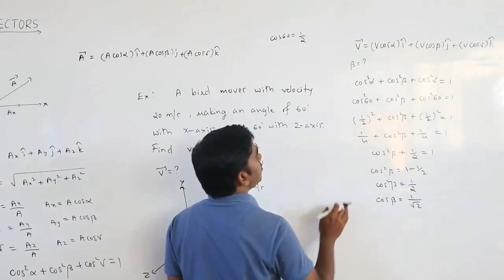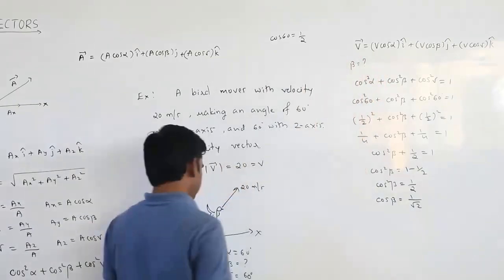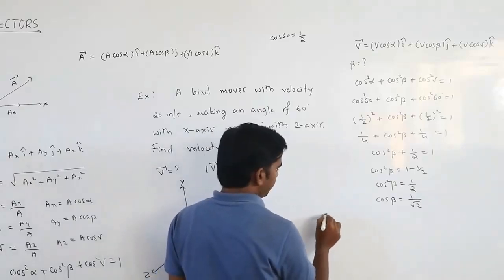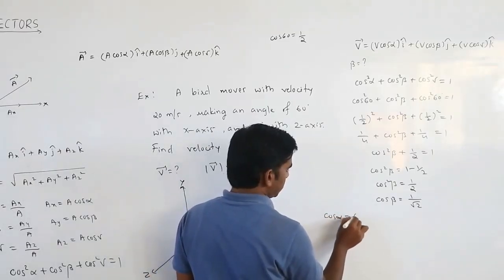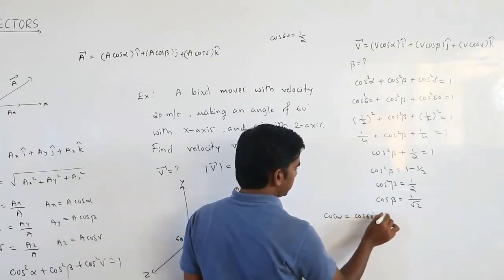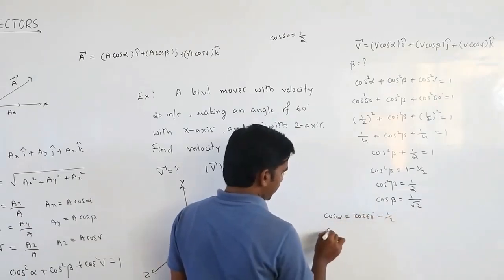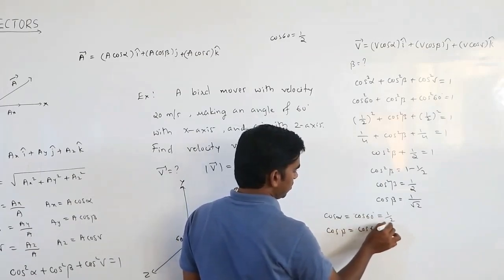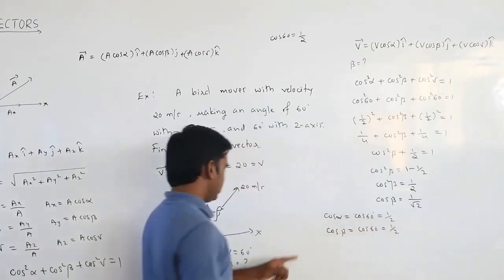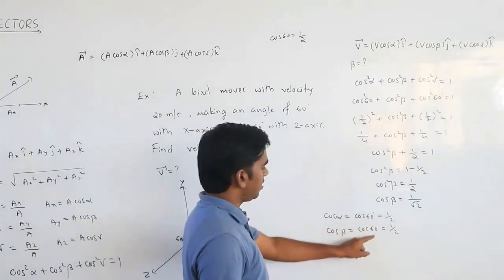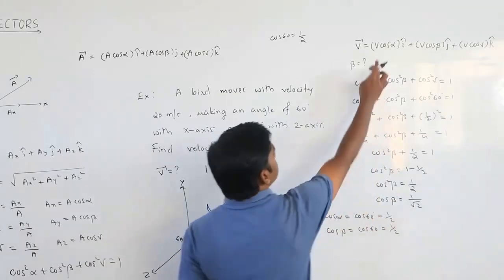So now you can substitute over here. Okay, what is cos alpha? Cos alpha is equal to cos 60 degree, which is 1 by 2. Cos gamma equals cos 60 equals 1 by 2. Okay, so they are given 60 degree and 60 degree, so you can get the 1 by 2. Now you can substitute over here.